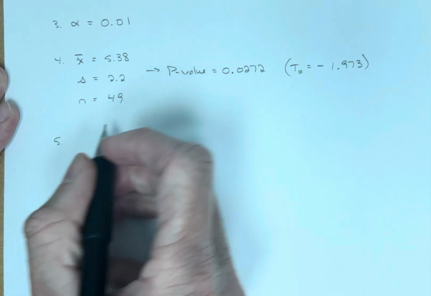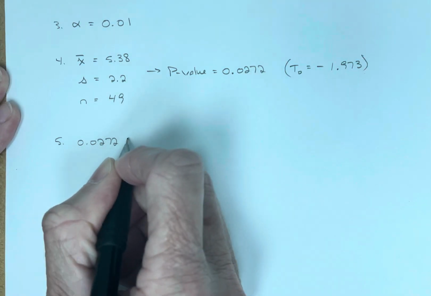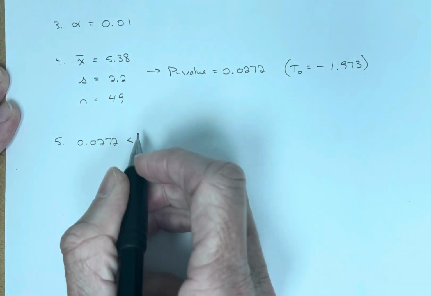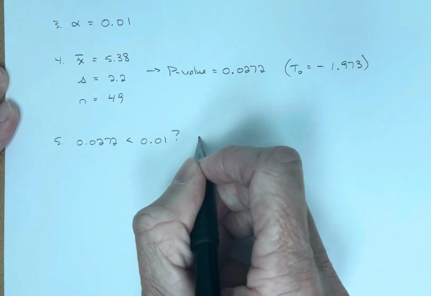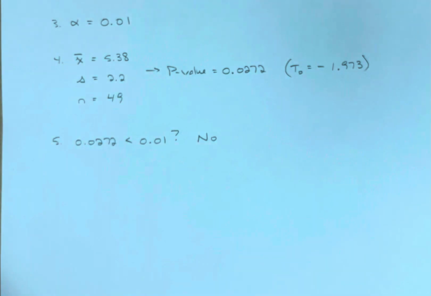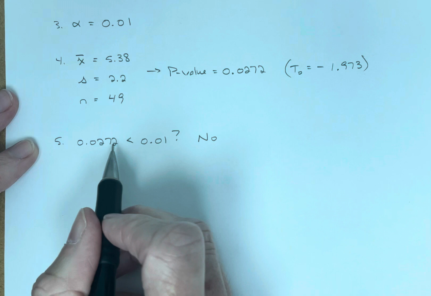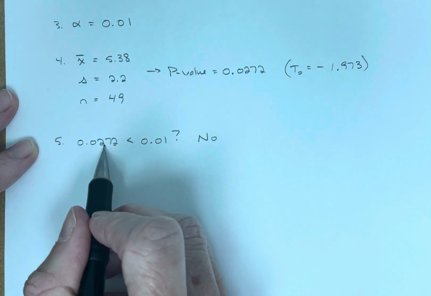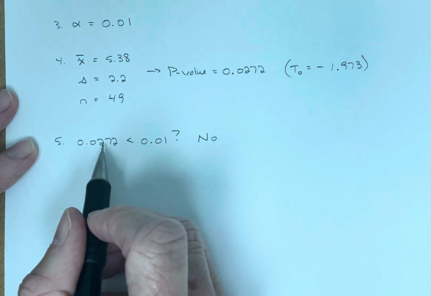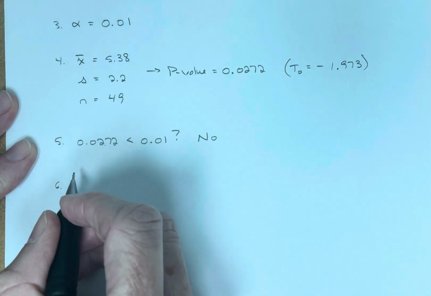Okay, step 5, unusual. Is our p-value 0.0272 less than our level of significance, our alpha, 0.01? And the answer is no, it's not. It is greater. Okay, so if our p-value is low, the null must go. Well, the null is not going to go anywhere. Okay, the null is going to fly in this case. So, step 6, our conclusion with a 0.01 level of significance.